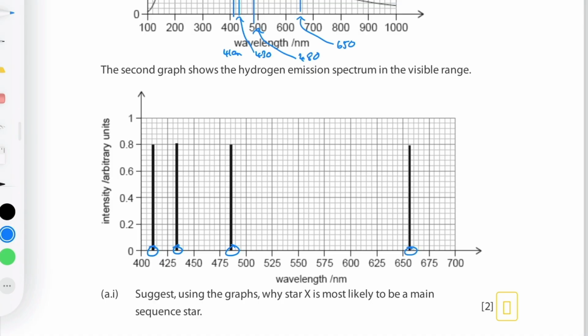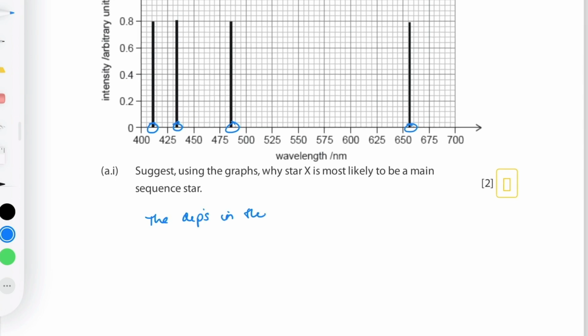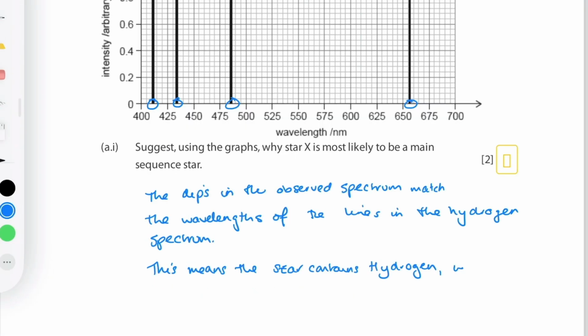So these dips in the absorption spectra correspond with the lines of hydrogen. That means that this star has hydrogen in it. The dips in the observed spectrum match the wavelengths of the lines in the hydrogen spectrum. This means the star contains hydrogen, which is representative of a main sequence star.